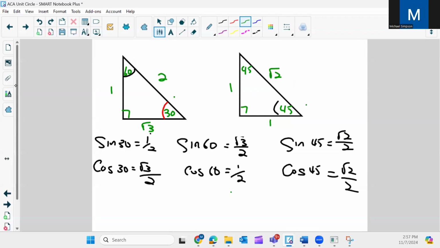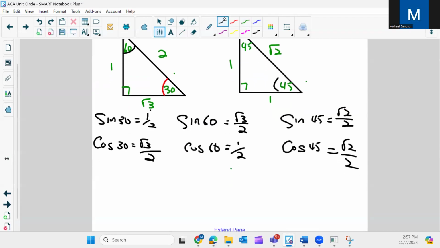I did not do the tangent, but I can do the tangent right here. Tangent of 30 degrees is just opposite over adjacent, and that is equal to 1 over radical 3. But when you rationalize it, it becomes square root of 3 over 3. Good. And the tangent of 60 degrees is going to be, 60 degrees is right here, so this opposite over adjacent, that is just square root of 3 over 1.